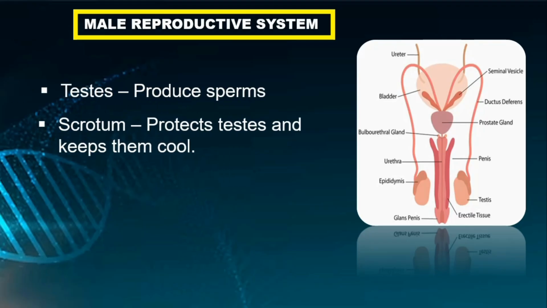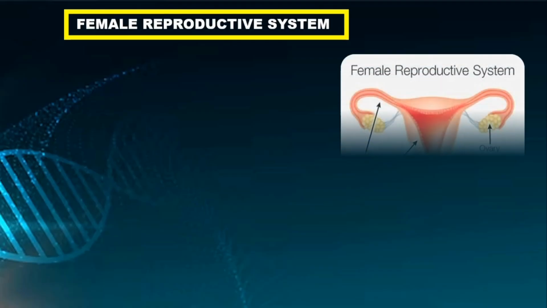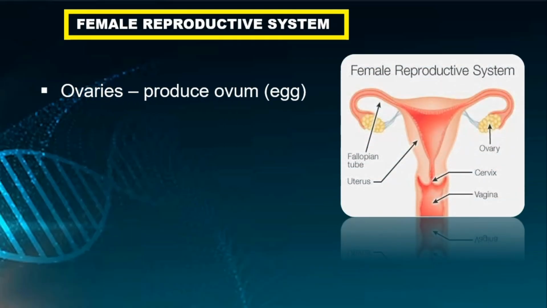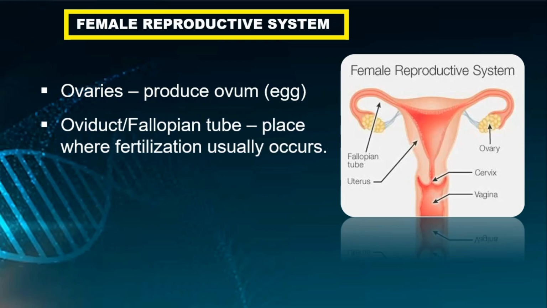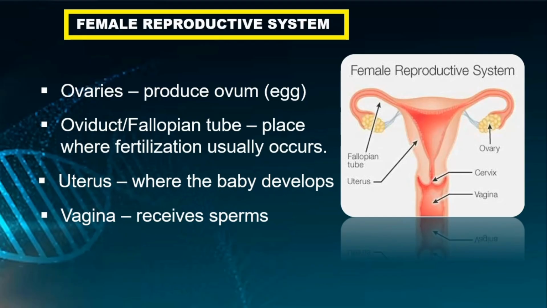Male reproductive system consists of a pair of testes which produces millions of sperms, scrotum that protects testes and keep them cool, sperm duct which carries sperms, and penis releases sperms. While a female reproductive system consists of a pair of ovaries whose main function is to produce ovum or egg. Then oviduct, which is also known as fallopian tube, where fertilization usually occurs. Then uterus, where the baby develops, and vagina, which receives the sperms.